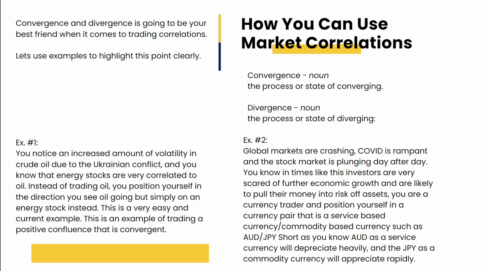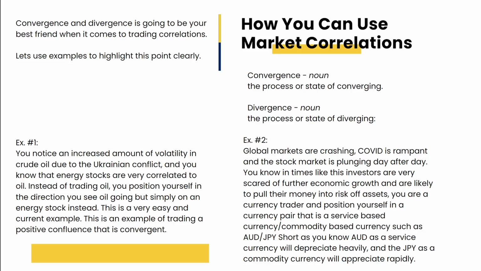Yeah. So convergence and divergence is going to be your best friend when it comes to trading correlations. Again, just starting off with some definitions here. Convergence is the process or state of converging or coming together, and divergence is the opposite, the process or state of diverging or going against each other. I just have two quick examples here to go over how you can use market correlations.